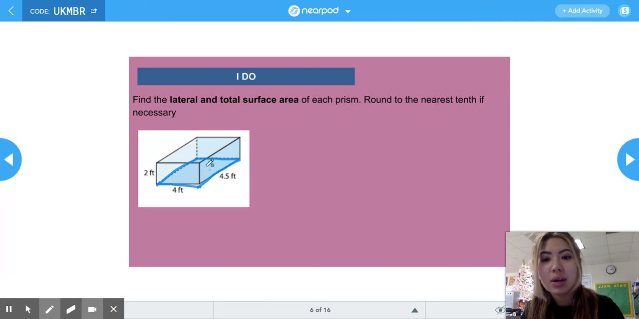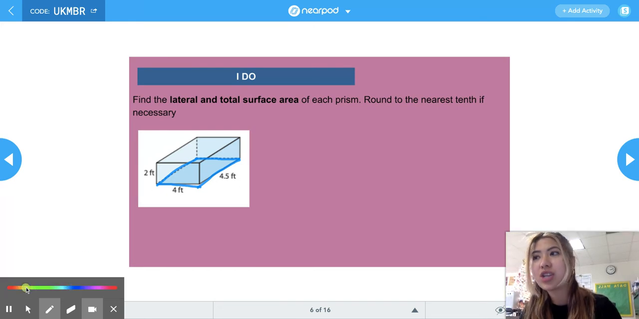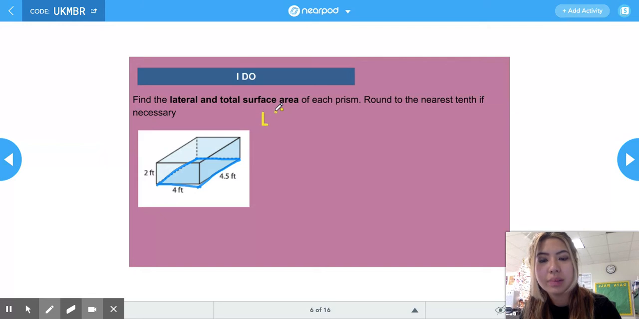This is the base, but that makes this top one also the base. But we're just going to work with this one that I have outlined, since it already has the side lengths given to us. So we're going to start with finding the lateral surface area. The formula is P times H. This P represents the perimeter of the base, and H represents the height.